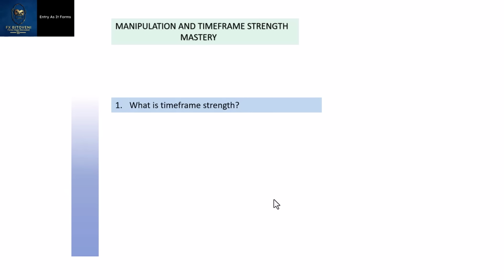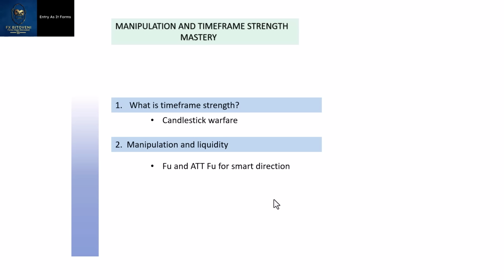Okay gangs, manipulation and the time frame strength mastery, it's what we are going to focus on. And we'll discuss what is time frame strength. And of course, we talk about candlestick warfare. Secondly, we'll talk about manipulation and liquidity. And then, inside the manipulation and liquidity, we'll talk about FU, anti-FU for smart direction. We'll talk about HCS in the game. We'll talk about Calvary Week liquidity. Then we talk about last area of liquidity. Then we focus more on Euro USD analysis.